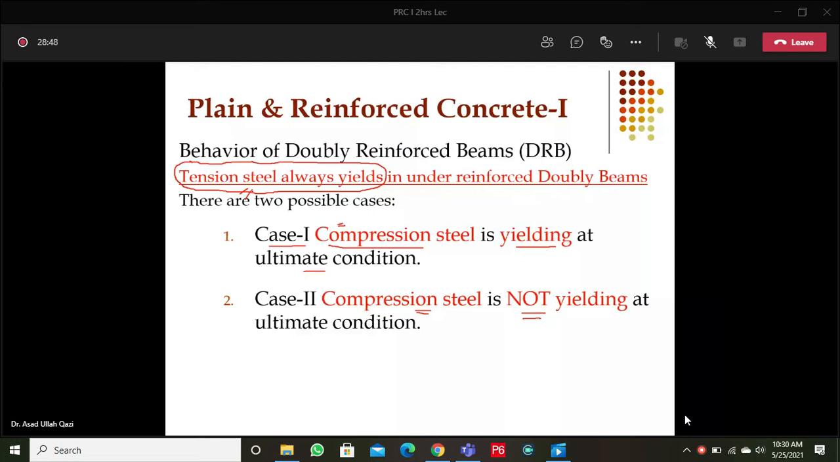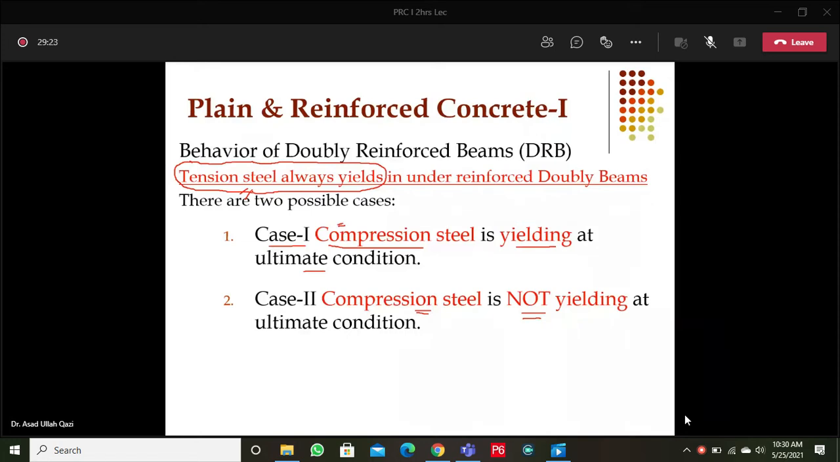For both cases, case 1 and case 2, now we want to derive the equations and we want to determine the capacity of a double beam. So first we will talk about the analysis capacity review of double beam, capacity analysis of case 1 double beam, capacity analysis of case 2 double beam, and then we want to discuss design of double beams.